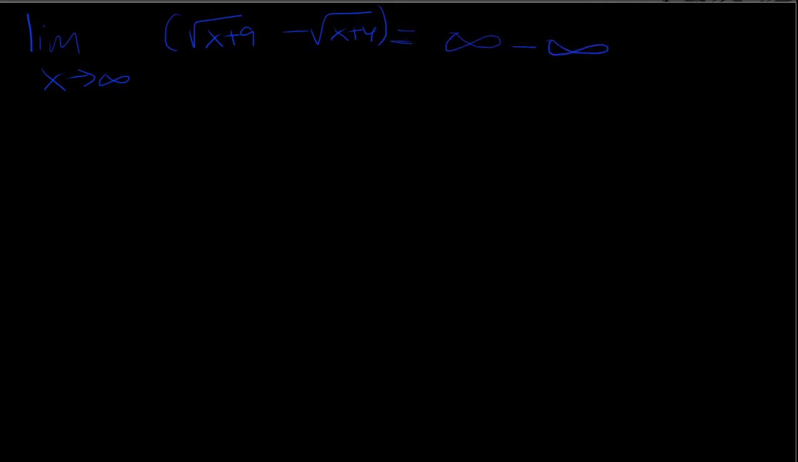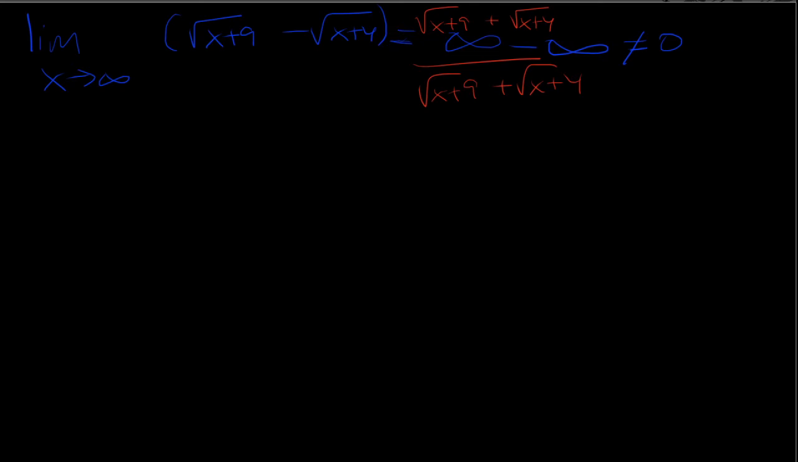A lot of students will say this is just 0. But sometimes it's not true. So you can never conclude that it's going to be 0 immediately. You want to show your work here. So the way you show your work is by multiplying the top and the bottom by the conjugate. So we're going to multiply by the square root of x plus 9 plus the square root of x plus 4, top and bottom.